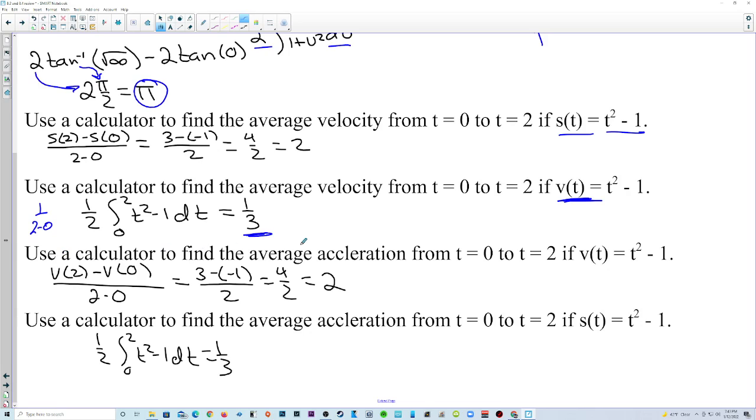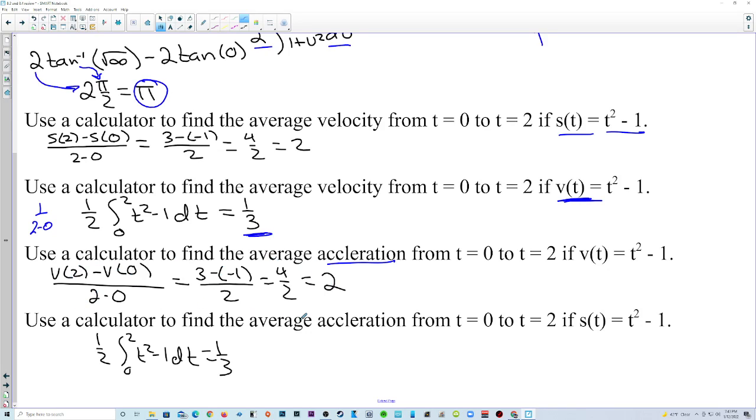Use the calculator to find the average acceleration from 0 to 2 if the velocity is t squared minus 1. Well, we're finding average acceleration, so now that's slope. That is v of 2 minus v of 0 over 2 minus 0. That ends up being 2.